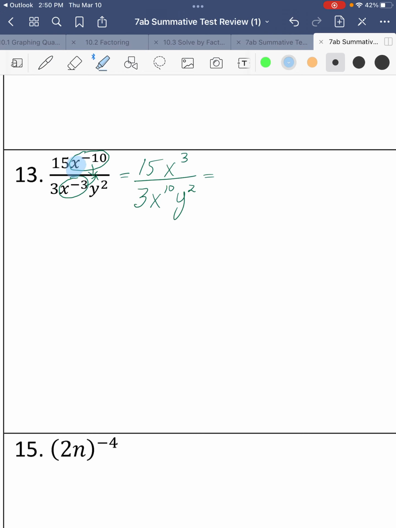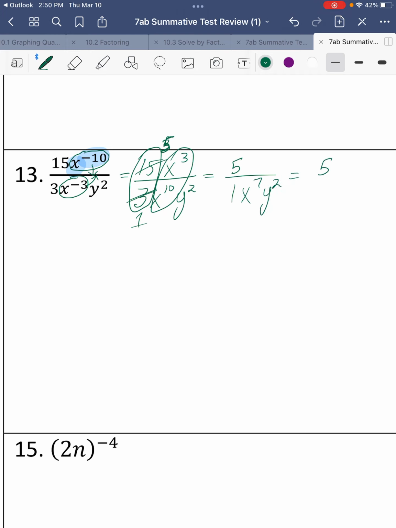So if you ever have a base with an exponent, so the base here is x, and you have a negative exponent, you're going to move it to the other part of the fraction. So at this point, 15 divided by 3 is 5. Divided by 5, you get 3. Divide by 3. My bad. Hopefully you're yelling at me right now. Divide by 3, you get 5. Divide by 3, you get 1. So it's going to be 5 over 1. X to the 3rd divided by x to the 10th is x to the 7th in the denominator. Y squared.